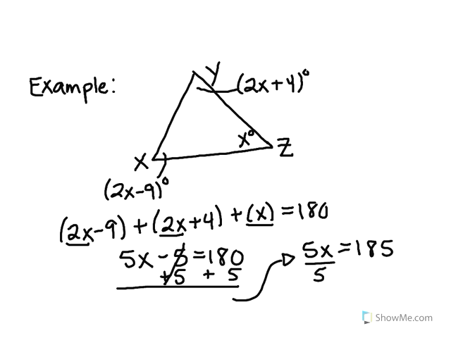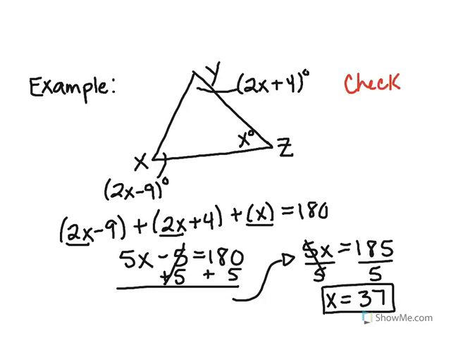And then divide both sides by 5. And that makes x equal to 37. So once I know this, I can go back and determine all the angle measures that I have here. So I'm going to do a check, because I want you guys to do this too when you're doing your homework. Let's check to make sure this is true, because when I plug x into all of these measures, they should give me three angles that add up to 180 degrees.